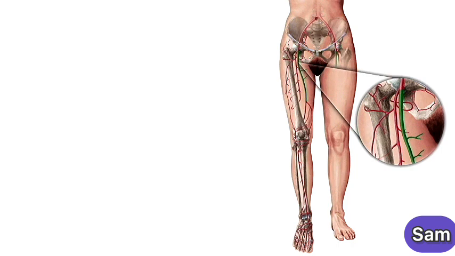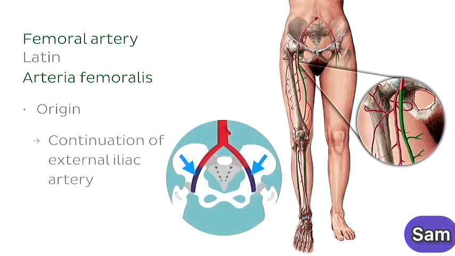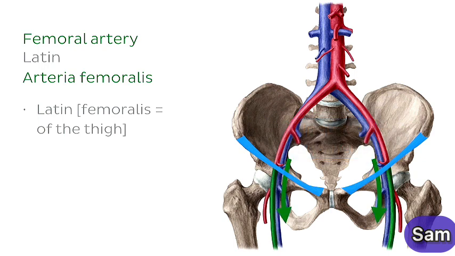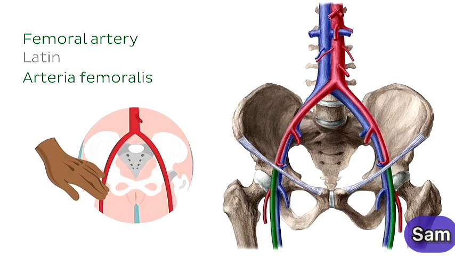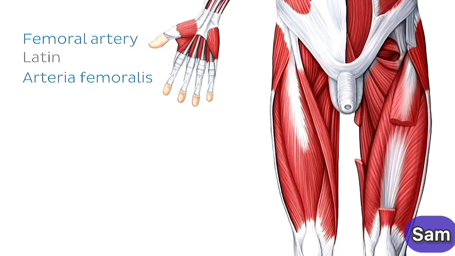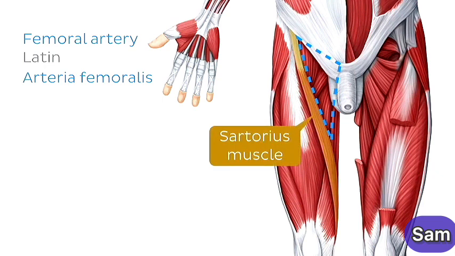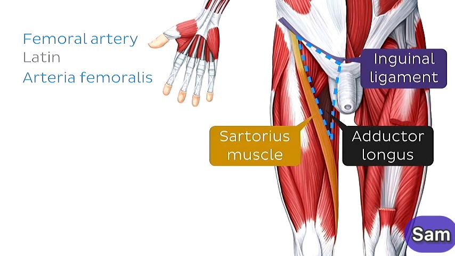The main artery of the lower limb is the femoral artery. The femoral artery originates as a continuation of the external iliac artery, as it travels deep to the inguinal ligament. It gets its name from the Latin word femoralis, which means of the thigh. It continues beneath the inguinal ligament to reach the anterior thigh. The femoral artery can be palpated within a small medial subregion of the upper anterior thigh, the femoral triangle. The femoral triangle is bordered by the sartorius muscle laterally, the adductor longus muscle medially, and the inguinal ligament superiorly.